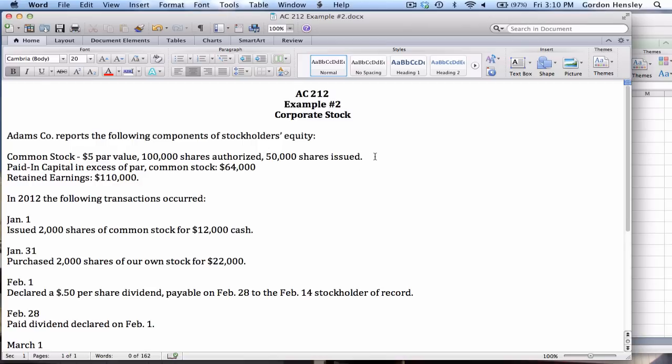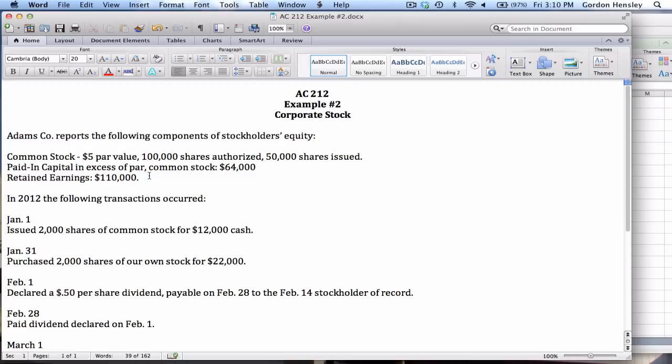First of all, they have common stock. Their common stock has a $5 par. There are 100,000 shares authorized, but actually only 50,000 shares have been issued. They currently have paid-in capital in excess of par on the common stock of 64,000, and they have 110,000 in retained earnings from prior periods.